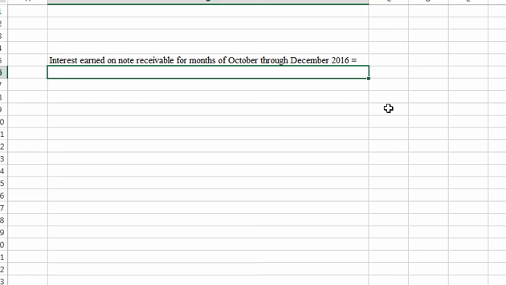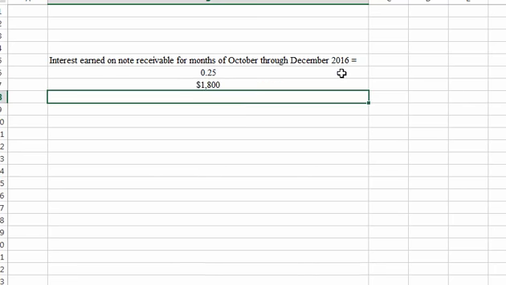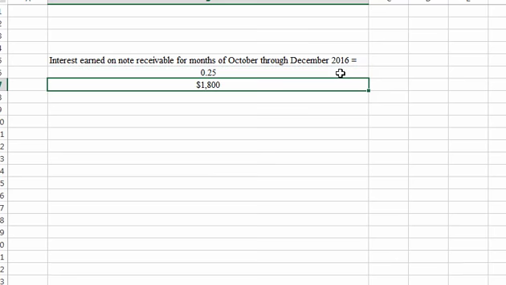So here we're calculating how much interest they've earned. Well, the note was dated October 1st. Our financial statement date or fiscal year end is December 31st. So we're dealing with 3 months out of 12 months. So this will give us the percentage of the year covered, which of course is 25% or 0.25. Okay, the face amount of the note was $90,000 at 8% interest, so we'll say $90,000 times 0.08 for 8% times 0.25 for the period of time covered by the note. That gives us interest of $1,800.